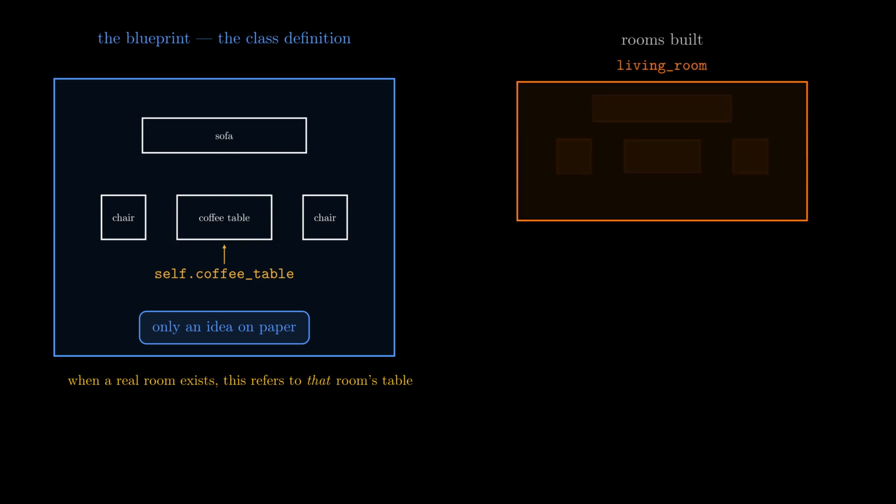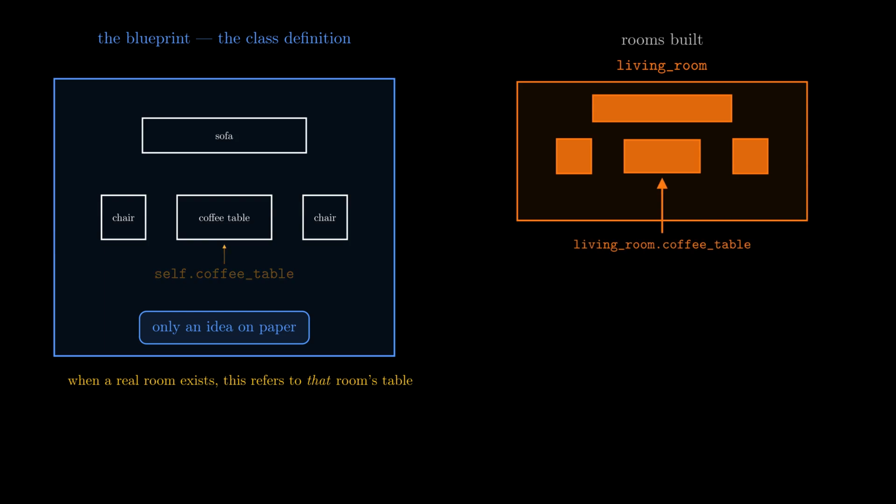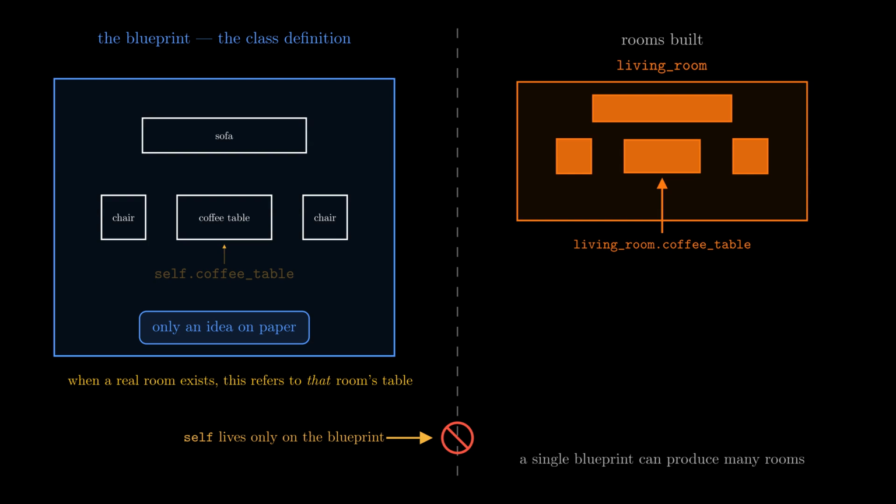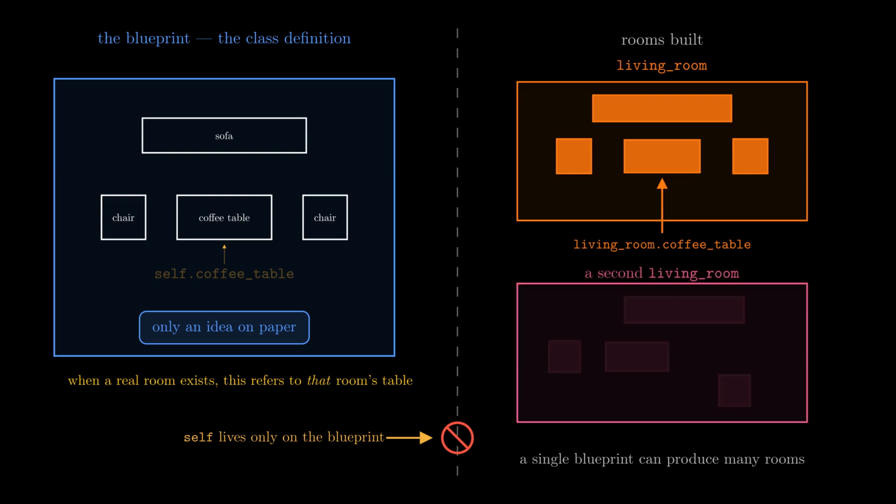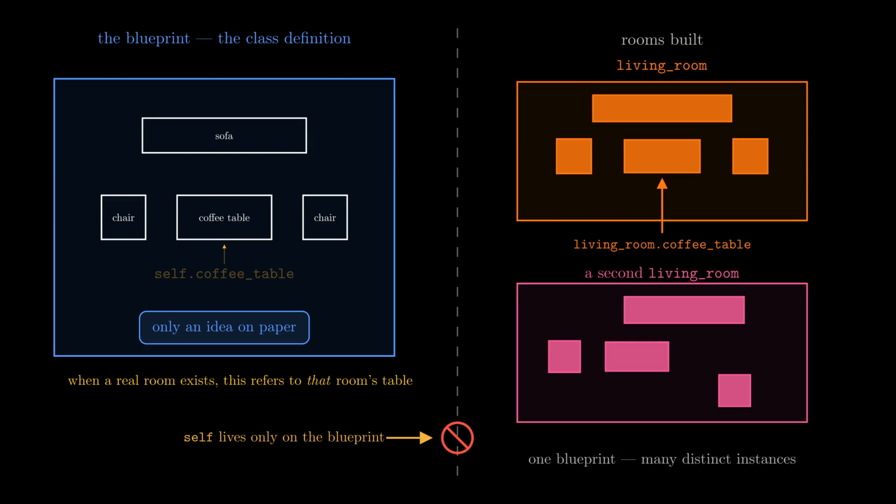Ask for a room to be built and call the result living room. Now you hold a real room, so you refer to its table as livingroom.coffeetable. The living room's coffee table, not self's. Self never appears outside the blueprint. One more thing makes blueprints worth drawing. A single blueprint can produce many rooms. Build a second living room from the same sheet, and it has different chairs, a different coffee table, different colors, completely distinct instances stamped from one template.